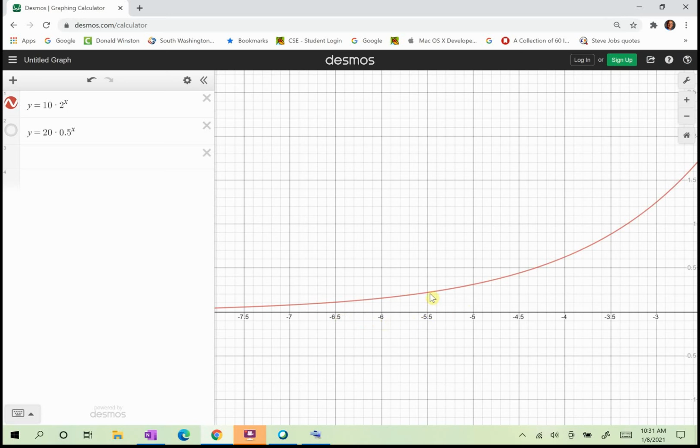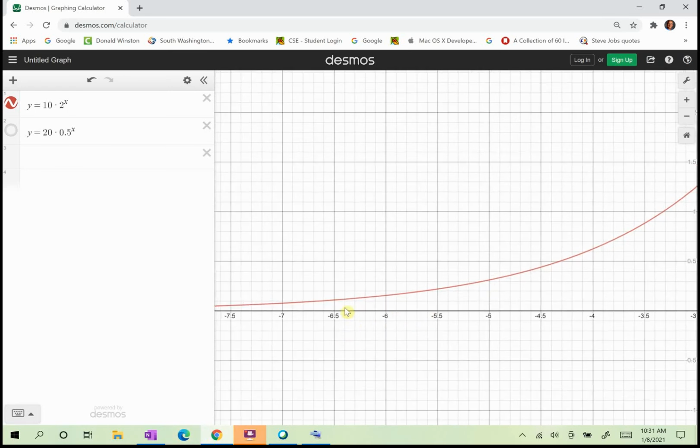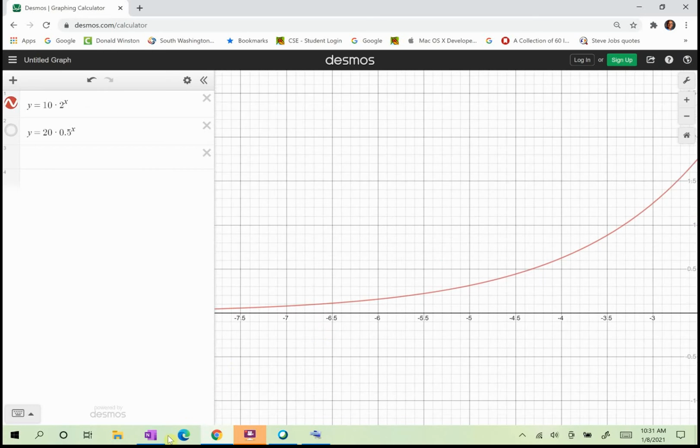It's a line that the graph, this function, will never touch or cross. And so we call that an asymptote. An asymptote is a line in the coordinate plane that a graph approaches but never crosses. Well, that's not quite true, but it approaches that line, though the function will never equal 0. Okay, so that would be an asymptote.